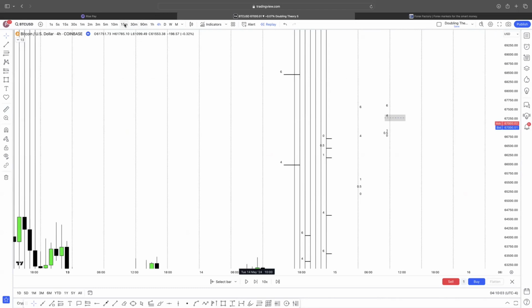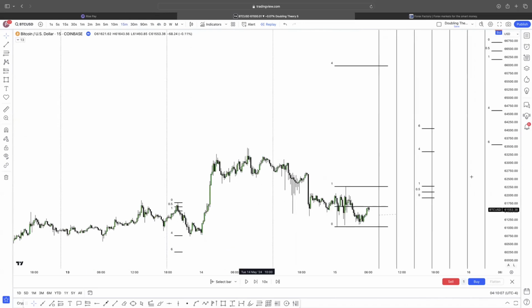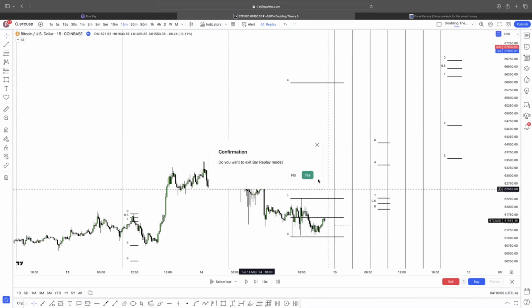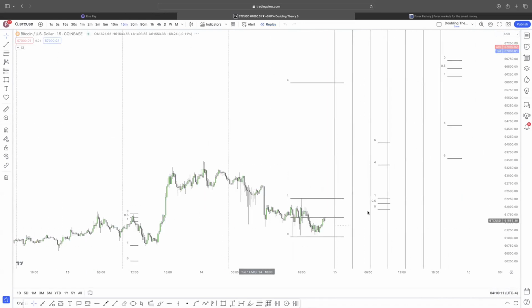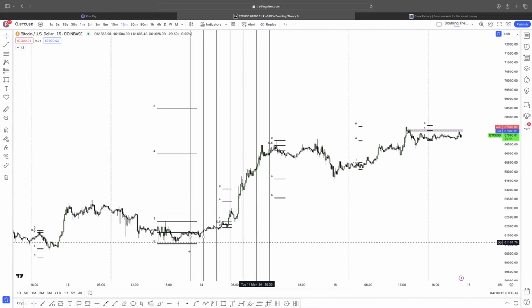If I go back now to the 15-minute chart, while keeping this available to us, and go back to where all the price action is, you can see that we already went 3, and the next step is 5.